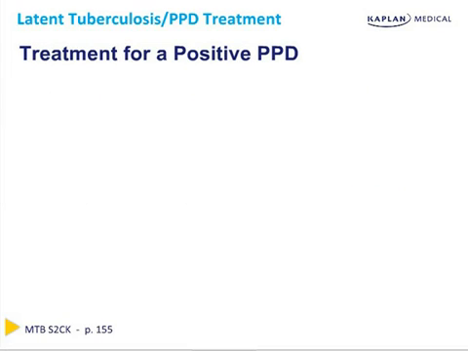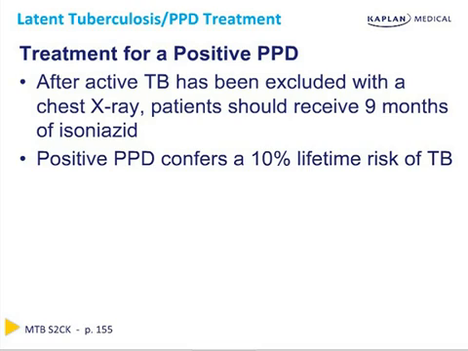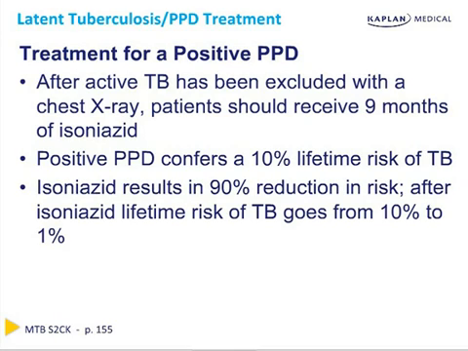If the PPD is confirmed as positive, then the first step is going to be to exclude active TB. This is done with a chest x-ray. If the chest x-ray is normal and active TB has been excluded, patients should receive 9 months of isoniazid monotherapy. The positive PPD confers a 10% lifetime risk of TB. Isoniazid therapy will then result in a 90% reduction in risk. Therefore, your lifetime risk of reactivation goes from about 10% down to 1%.